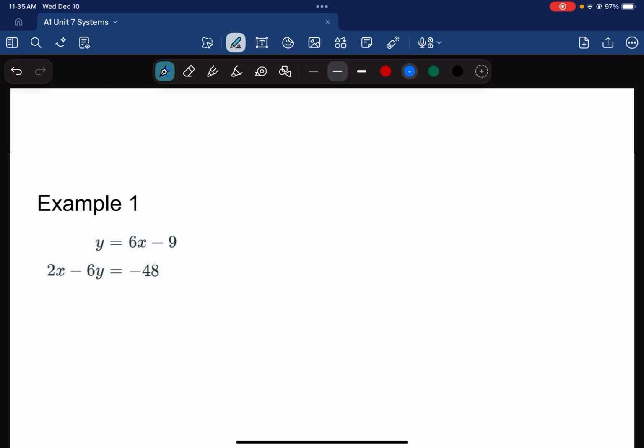So step 1, get one of the variables alone, solve one of the equations for one of the variables. I'll call this equation A and equation B. Equation A is already solved for y, so I'm going to replace the y in the other equation with 6x minus 9. So I'm going to copy down 2x minus 6, big set of parentheses, because you're going to fill in that y with 6x minus 9. So this was step 1 done for me. Step 2 is substitute. Step 3 is solve.